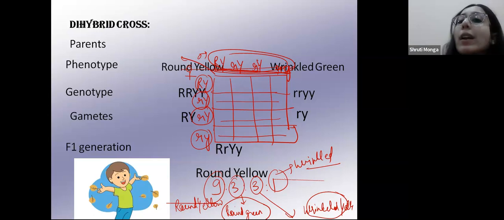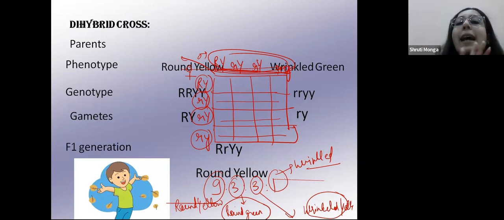All the seeds were not like parents. Mendel got to see some new combinations in the F2 generation, and for this the next law came up, which is known as the law of independent assortment. Independent assortment means the gametes independently assorted. They independently got separated. They were not dependent on each other.